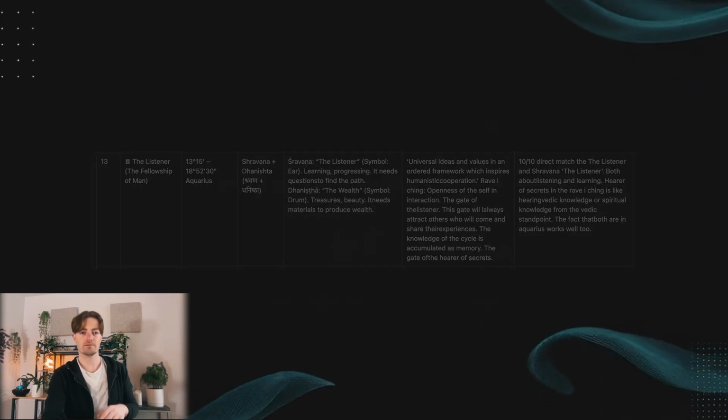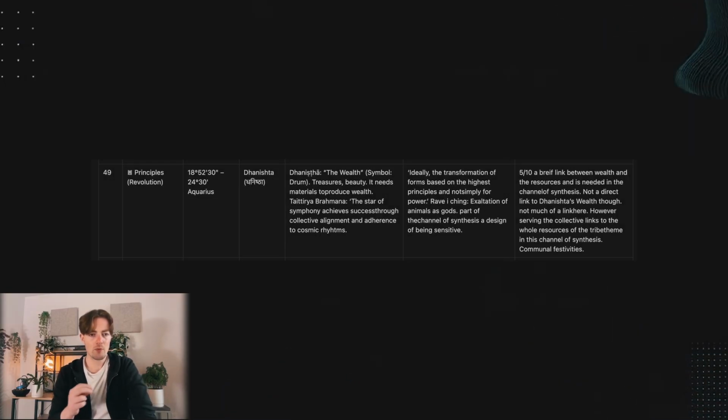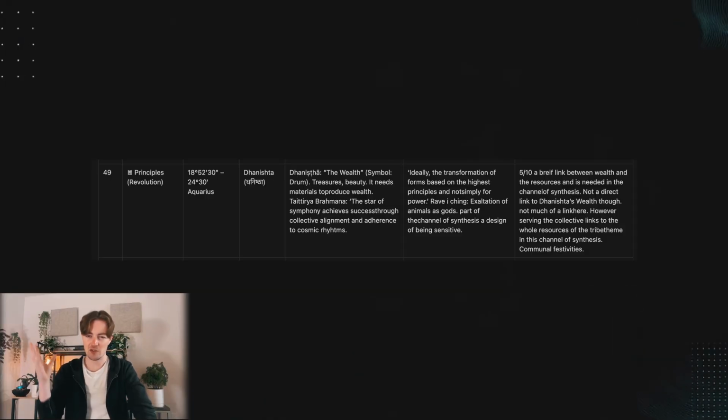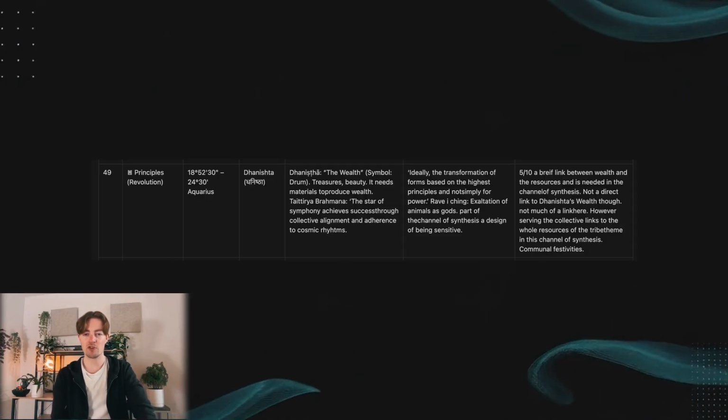Gate 49, principles, the gate of revolution, from 18 to 24 Aquarius, we are in the Dhanishta Nakshatra. To introduce Dhanishta Nakshatra, it's translated as the wealth. The symbol is a drum, treasures, beauty. It needs materials to produce wealth.